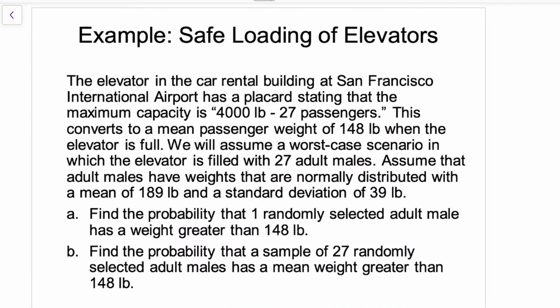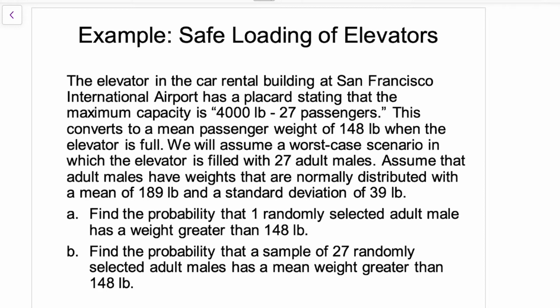Okay, let's look at an example of how this works. Here, we want to look at the safe loading weight of elevators. Suppose that the elevator at a car rental building at an airport states that it has a maximum capacity of 4,000 pounds or a certain number of passengers. Here we'll say 27 passengers. So we can say, well, what needs to be the mean weight? I can divide 4,000 by 27 and get a mean weight of 148 pounds when the elevator is full.